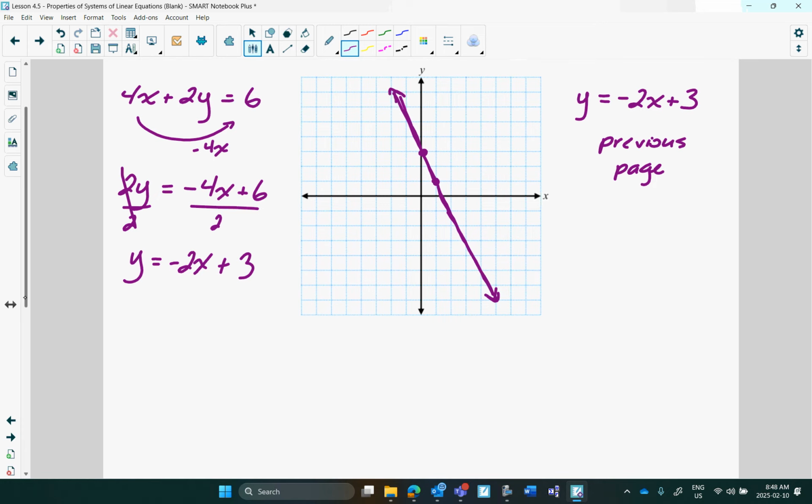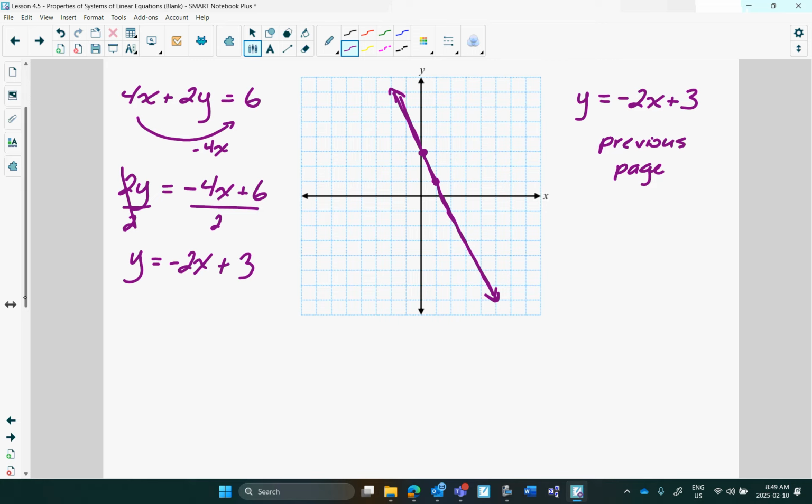So think about this question. How many times does it intersect? What would you say? If it's the same line, what do you think? Once? Twice? More than twice? Do they intersect here? Here? Here? Here? How many times do they intersect? Infinity. Infinite.